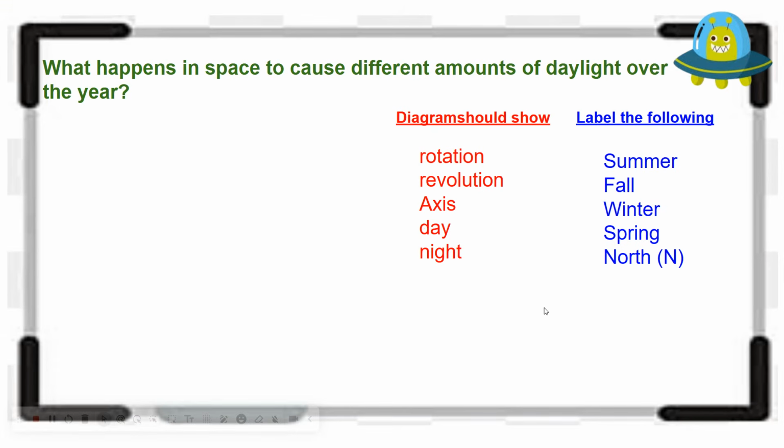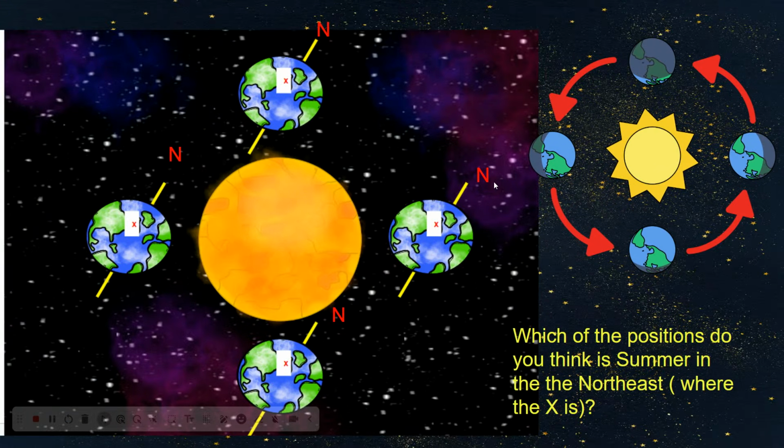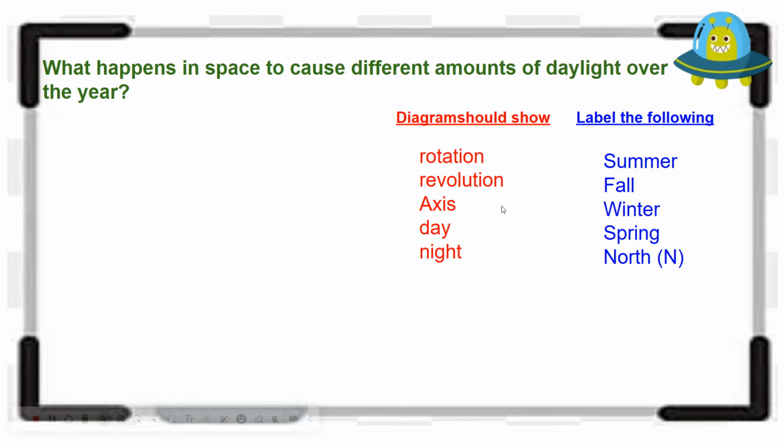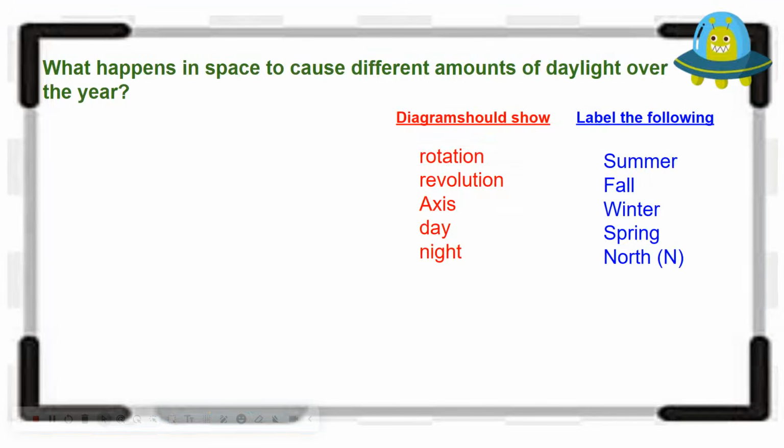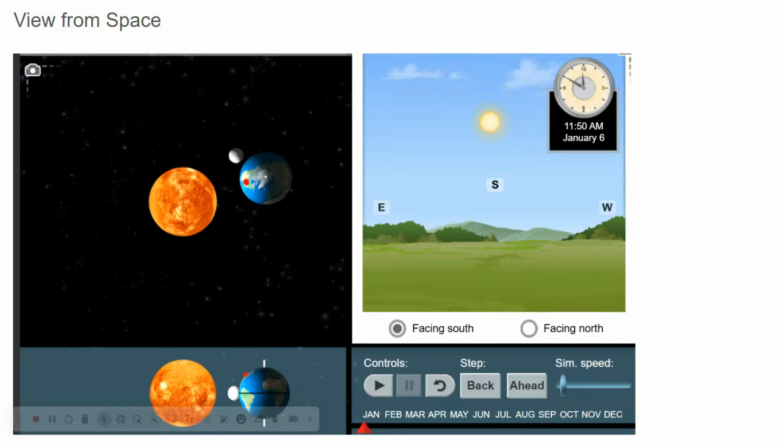Okay, get ready to do your diagram where you're showing rotation, revolution, axis, day and night, and you're labeling these. When I say label north, this is what I mean. You're labeling north. If you're sitting there like, I can't really do that yet, I want you to try your best right now when you stop the video and do it on your own. Then compare with a partner. But if both of you are not quite sure how to show everything, there are two other things you can go to.